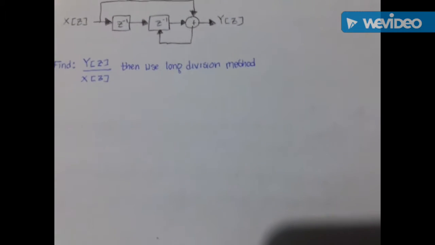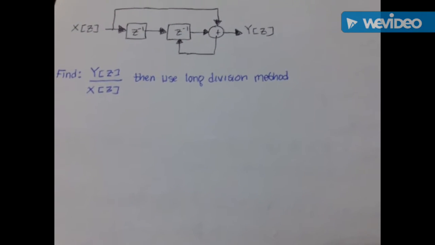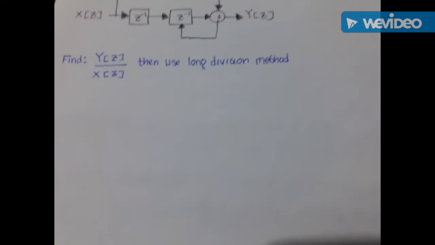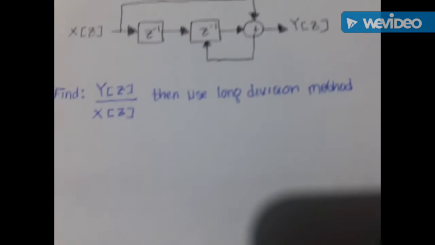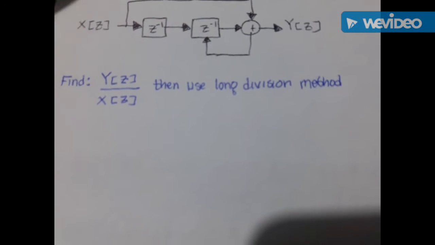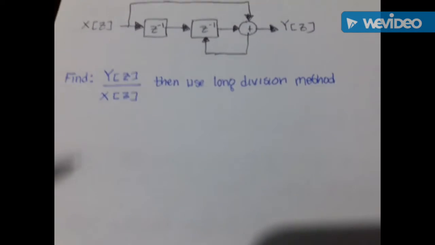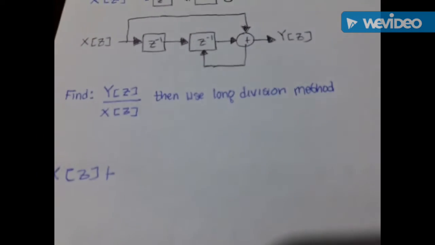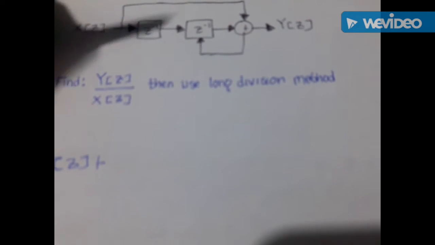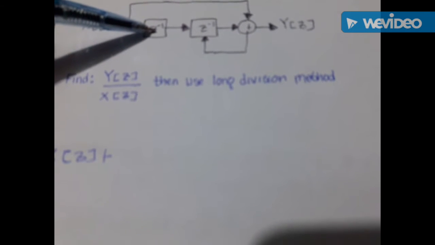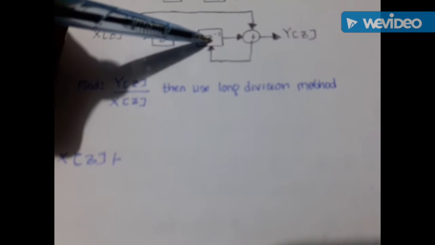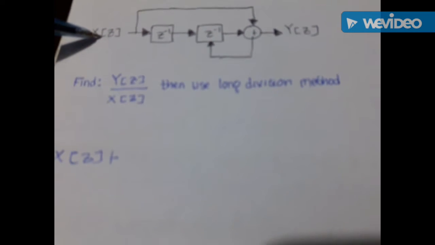For solving a problem involving a block diagram as instructed, you must find Y of z over X of z, then use the long division method to find y of n. So at first, we'll follow the block diagram. As it says, X of z is going to this plus sign. So X of z plus, since the X of z is going to this system H, we have z negative 1 times z negative 1 is equal to z negative 2, where it is a property of X of z.